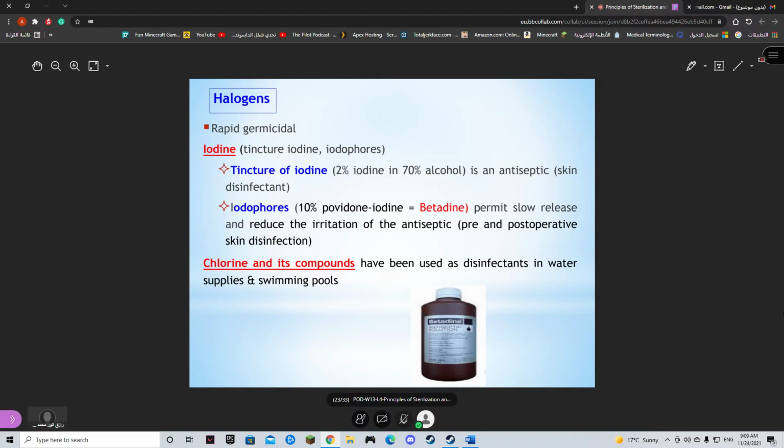Before operating on a patient, you have this special swab. You apply it thoroughly on the skin of the patient. We call them iodophors, because they are less irritant. The very famous one is betadine. Just go with this one.